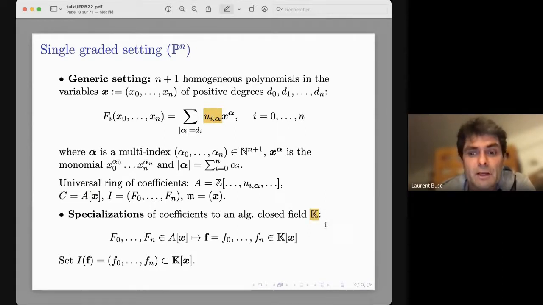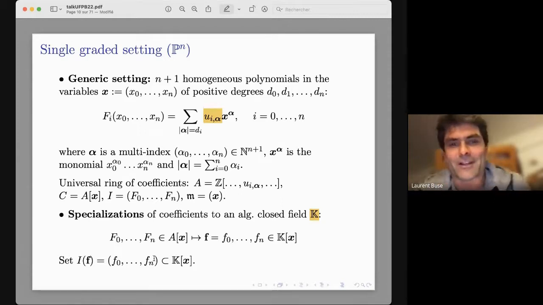And so each time I do that, I have a specialization. So it's a map that will specialize my capital F0, ..., Fn that live in this universal ring A[X] to small f, that I denote this polynomial small f, and now the coefficients are in K. So these are polynomials in K[X]. So the ui alpha here, I send to some specific value in K. I will denote by I(f) the ideal generated by the specialized equations. Okay, so the notations are set.